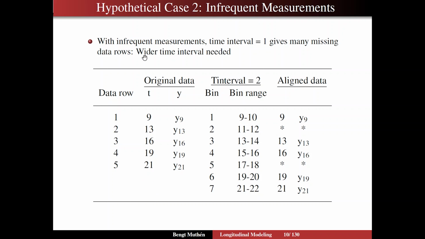So that would be quite a few missing data rows. If instead we use a wider time interval, like 2, we have the bin range from 9 to 10 here. We have somebody in that bin. 11 to 12, we don't have anybody, so we have missing. 13 to 14, we have this 13 person, and 15 to 16, we have somebody. 17 to 18, we don't have anybody. And 19 to 20 and 21 to 22, we have an observation. So here we would end up with only 2 missing data rows as opposed to many by inserting all of the missing hours under the time interval 1 situation.